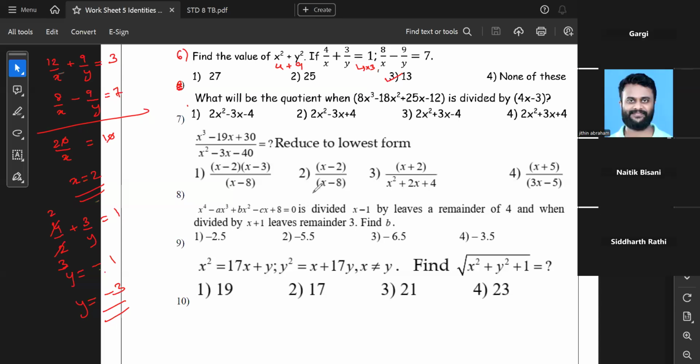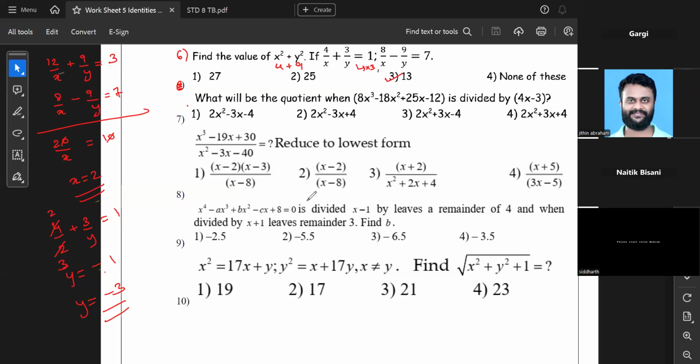Yes, Gargi, tell me. Sir, I just had a doubt. Why did you multiply with 3, and you got 12 by x, but isn't it supposed to be 3x, because what you multiply in the numerator is multiplied in the denominator?